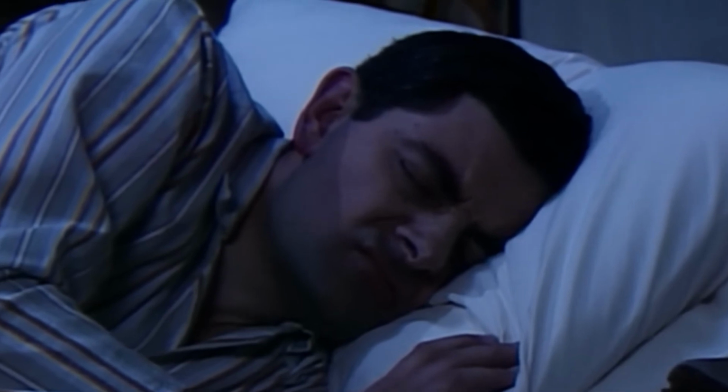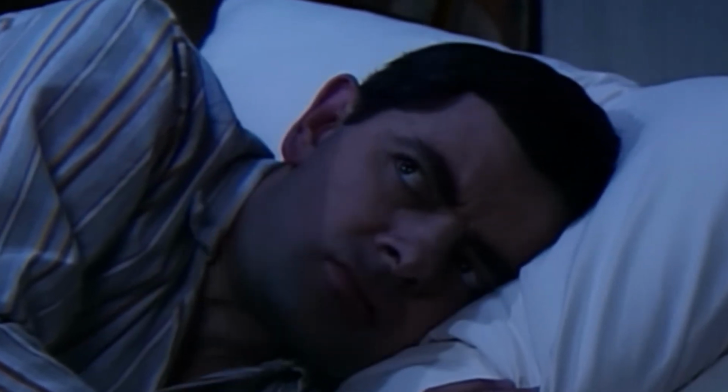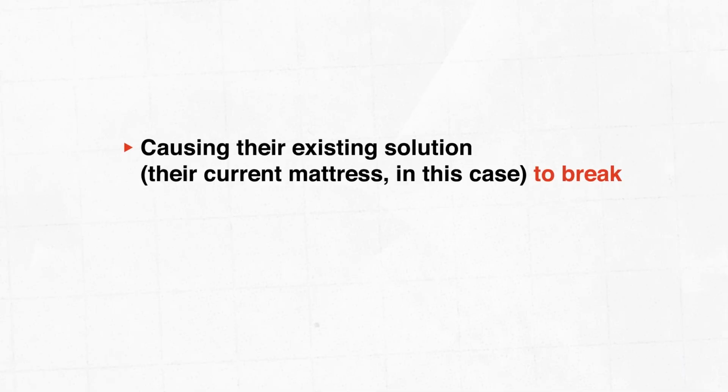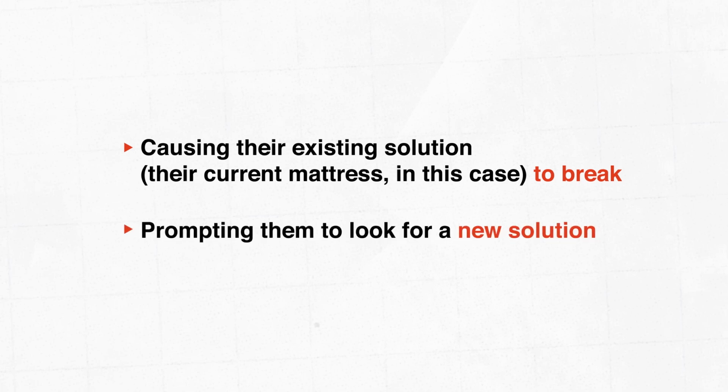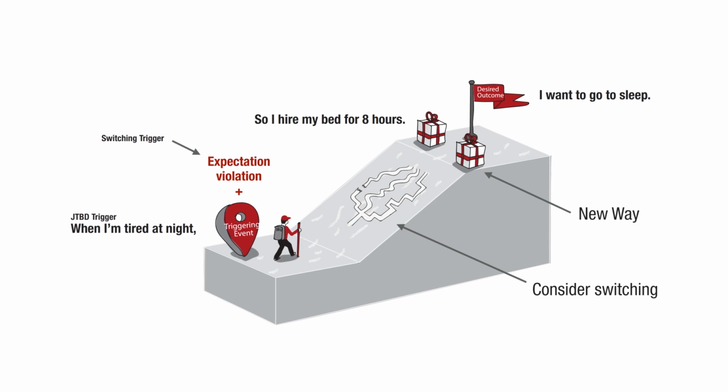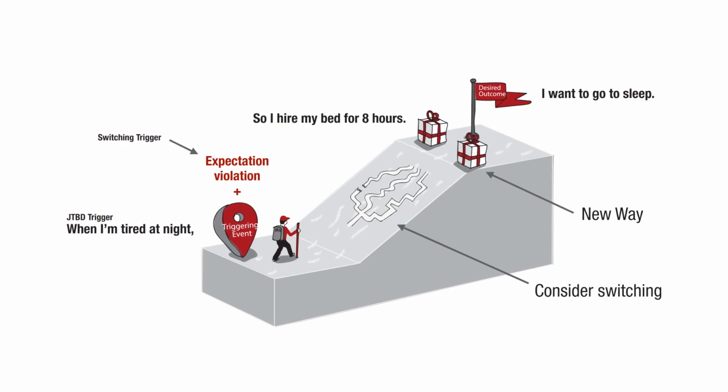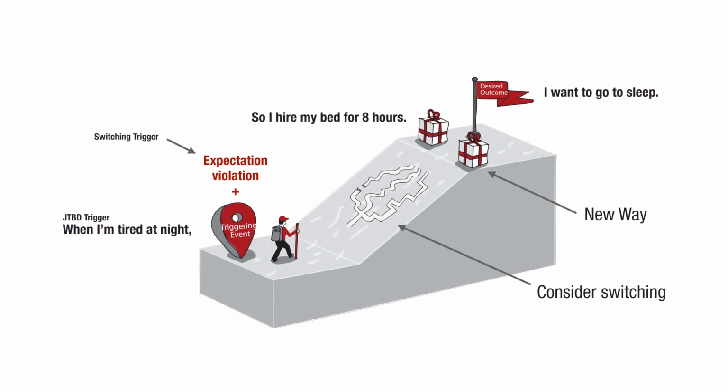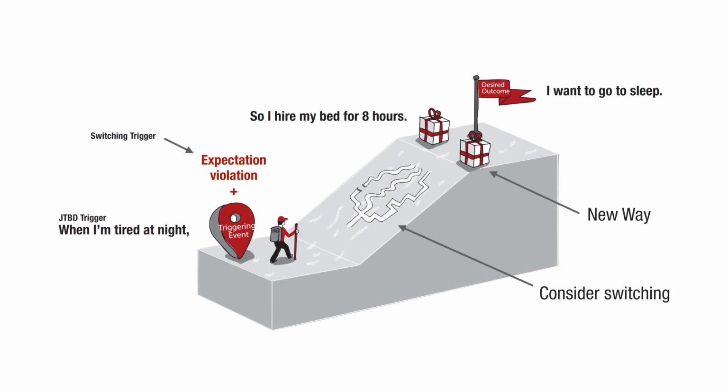A switching trigger is an event, like not being able to sleep at 2 a.m., that changes something in the prospect's mind, causing their existing solution, their current mattress in this case, to break and prompting them to look for a new solution. A switching trigger event is one attribute that all customers share. Think back to any recently purchased product such as a new phone or laptop and you'll find a prior switching trigger event. Switching triggers help you determine when to show up with an offer, and as this story illustrates, when can be a lot more powerful than who when creating your ICP.